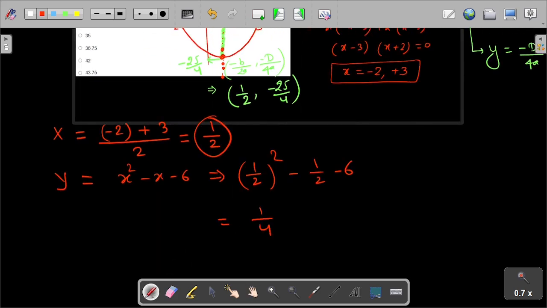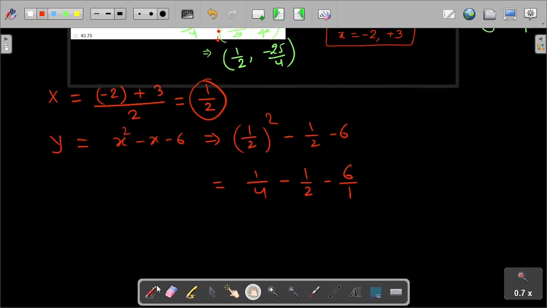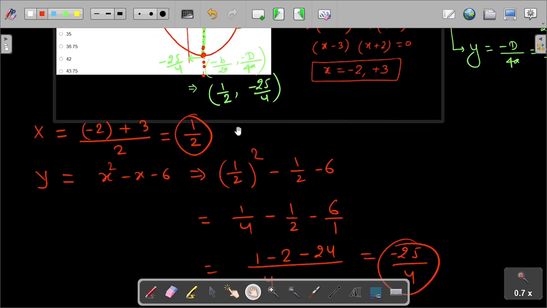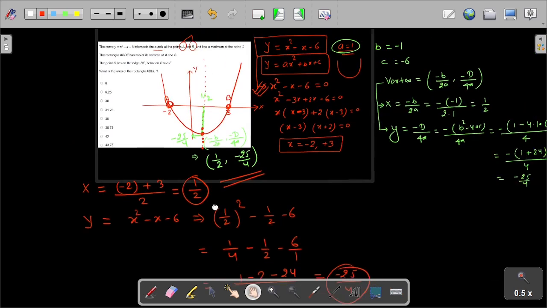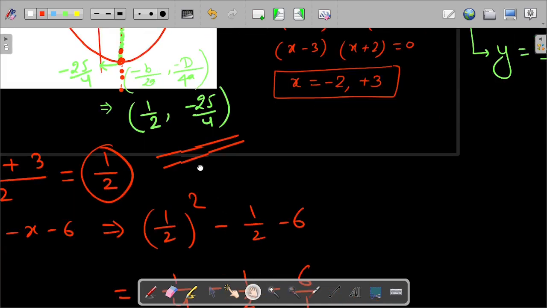So it is 1 by 4 minus 1 by 2 minus 6. You can take the LCM as well. So LCM will be 4. So this is 1 minus 2 minus 24. So this is going to be minus 25 upon 4, isn't it? See, we are getting the same value, minus 25 by 4. So right now we have understood many things regarding this question.